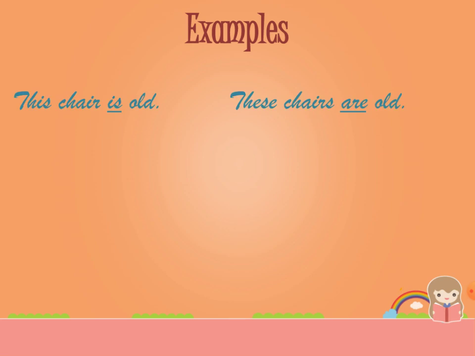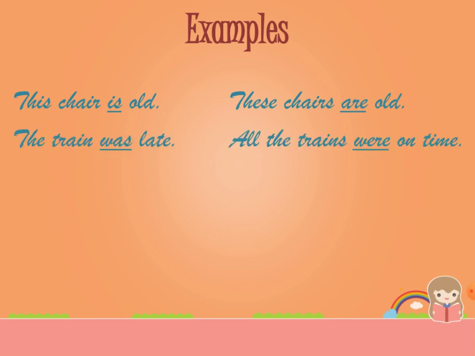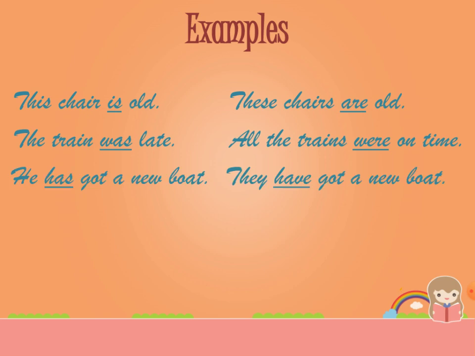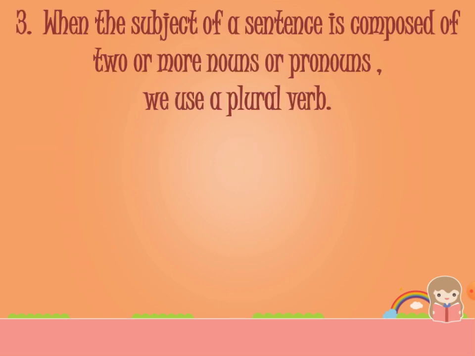Let's take the examples. This chair is old. So when it becomes plural, this chair will become these chairs and is will become are. So these chairs are old. The train was late. All the trains were on time. He has got a new boat. They have got a new boat.